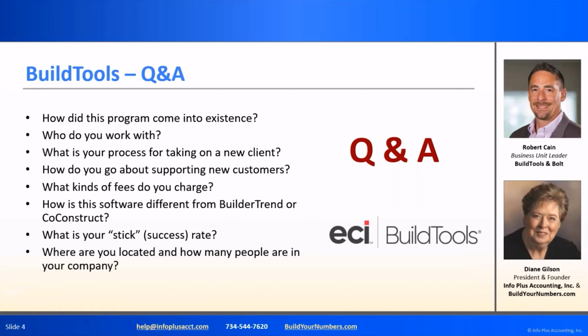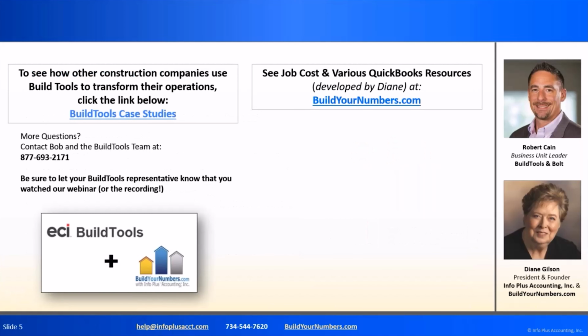And exactly where are you located and how many people are in your company? So the ECI headquarters is in Dallas, Fort Worth. It's a worldwide organization that supports multiple verticals. BuildTools is in the residential construction vertical, and the headquarters is in Mount Laurel, New Jersey. So ECI in general has over 2,700 employees. The residential construction unit has about 150 employees supporting BuildTools and a handful of other products. Okay, so you've got a good solid support staff.